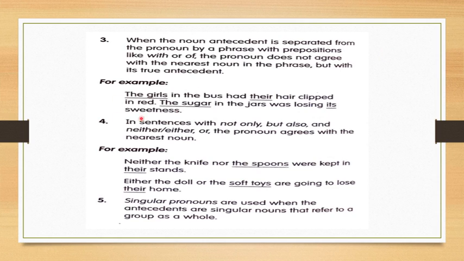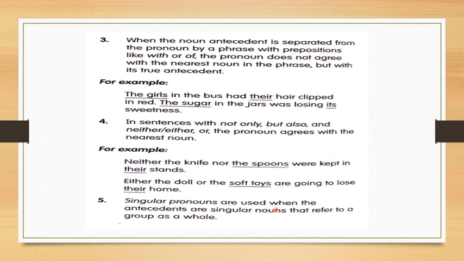In sentences with not only but also and neither nor and either or, the pronoun agrees with the nearest noun. Suppose in a sentence they have used not only but also, or neither nor, or either or. At that time how to use it? Neither the knife nor the spoons were kept in their stands. Spoons, there are many, that's why here their. Either the doll or the soft toys are going to lose their home. Soft toys, they are many, that's why here their.